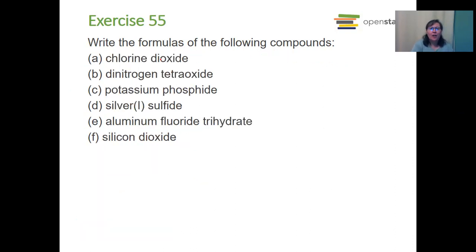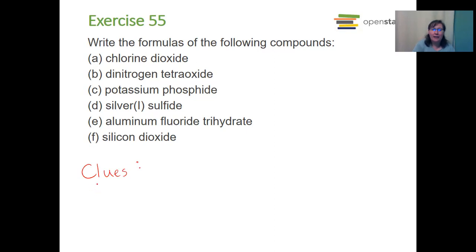Now we have a mix here: chlorine dioxide, dinitrogen tetroxide, potassium phosphate. So while you're working on this, let's start looking at this one. This one has no metal in it. Okay, so while you're doing this one, you want to think about the rules. Are you ready? So here's our clues.